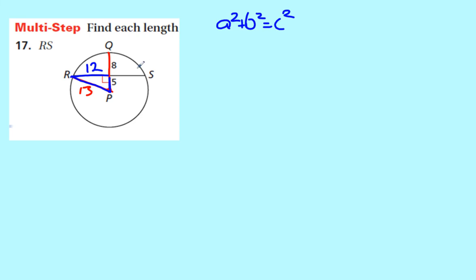So if this is 12, then this is 12, and then RS, which is the distance across, will be 24. That wasn't so bad. And we'll practice some more with this tomorrow. And then we can start learning how to find the actual measure of how long the arc is.